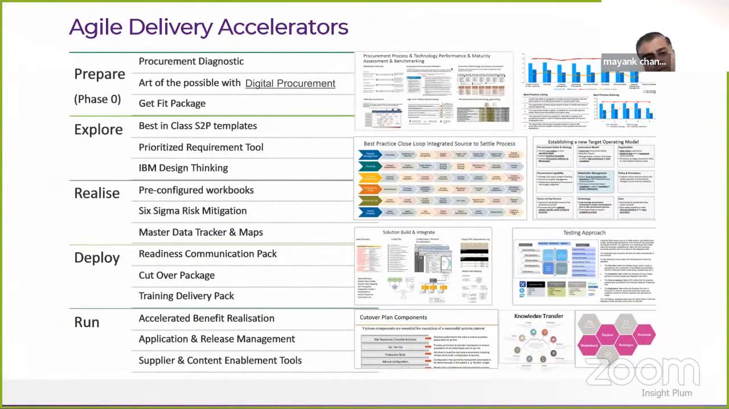Now, coming to digital procurement, what could be the accelerators for accelerating your agile delivery? In these phases, you can bring in a lot of accelerators. Start with procurement diagnostic. This is really a maturity assessment, or assessment of your current process, KPIs, and requirements, and then you compare it with what is possible with the new digital procurement solution that you have selected, and see how it will take you from your current state of maturity to a future operating model.